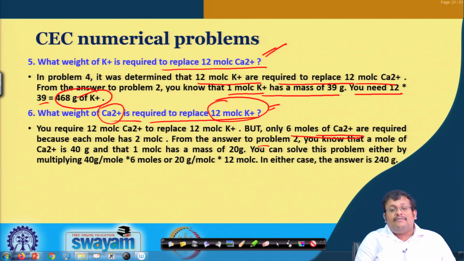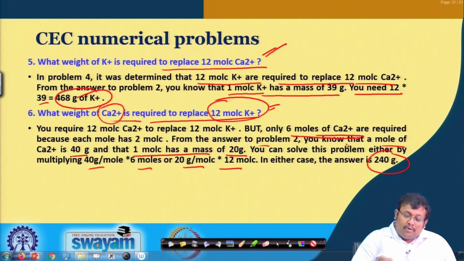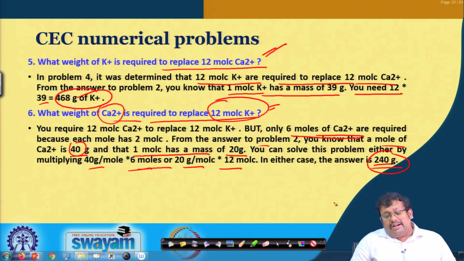From the answer of problem 2, we have already calculated these molar charges. You know that a mole of calcium is basically 40 grams, and that 1 molar charge has a mass of 20 grams. So, we can either solve it by multiplying 40 into 6 or 20 into 12. So, ultimately the answer is 240 grams. So, obviously, for 6 moles it will be 240 grams. This is how we can solve this problem.